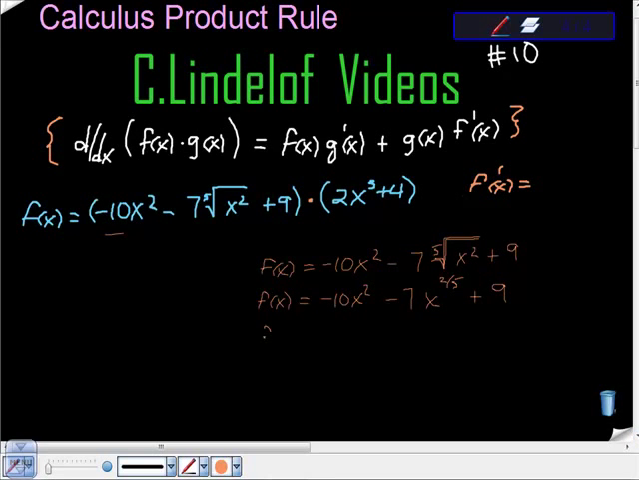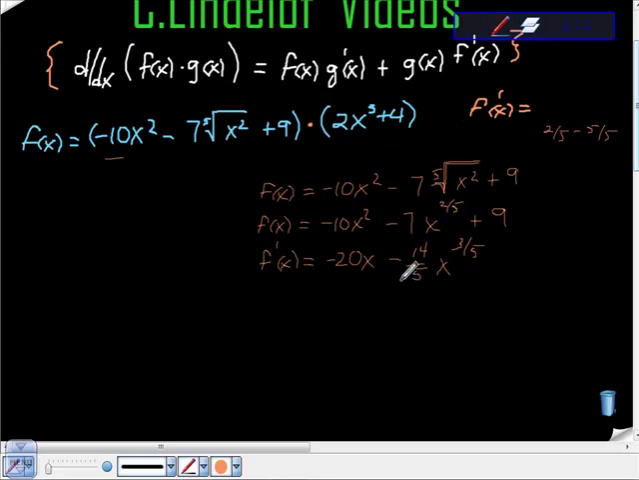So I am going to differentiate this and say that f prime of x is equal to negative 20x, minus 2/5 times negative 7, which is negative 14/5, and it's 2/5 minus 1, which is 5/5, so 2/5 minus 5/5 is x to the negative 3/5 power. And the first derivative of 9 is 0. So I'm just continuing to build my pieces.